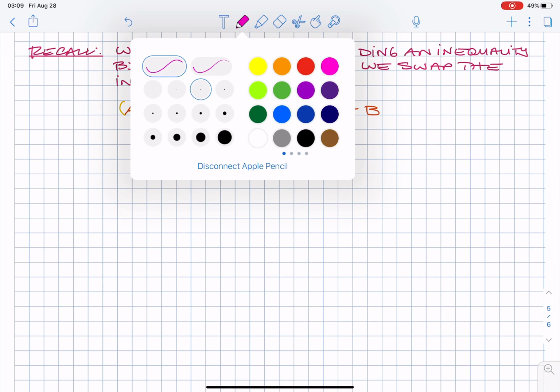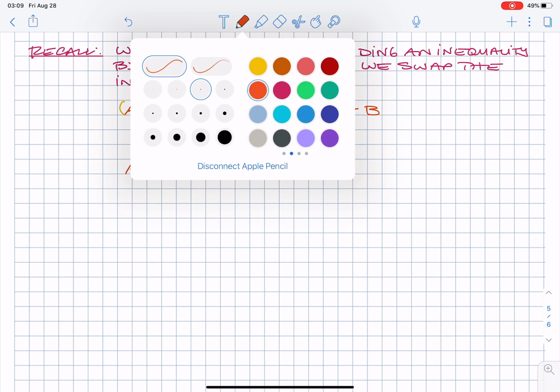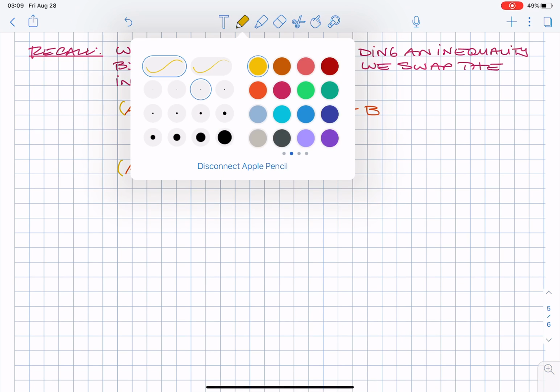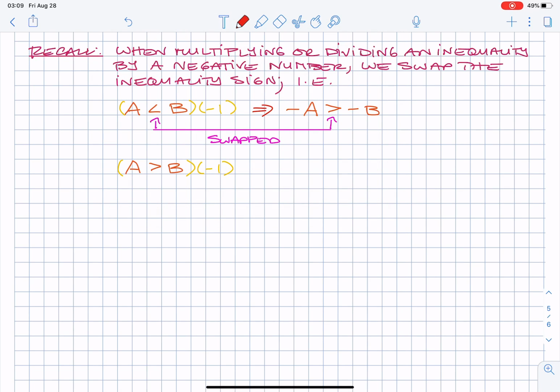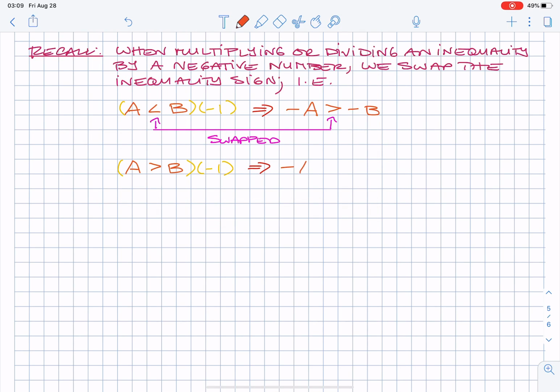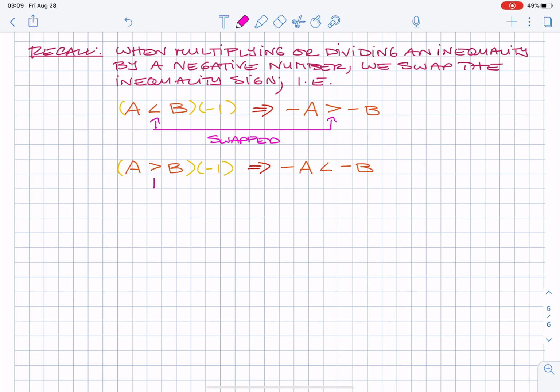Similarly, if I had a was greater than b, and I multiplied through by a negative or divided, doesn't matter, this would give me negative a is less than negative b. So once again, I will have swapped the inequality.